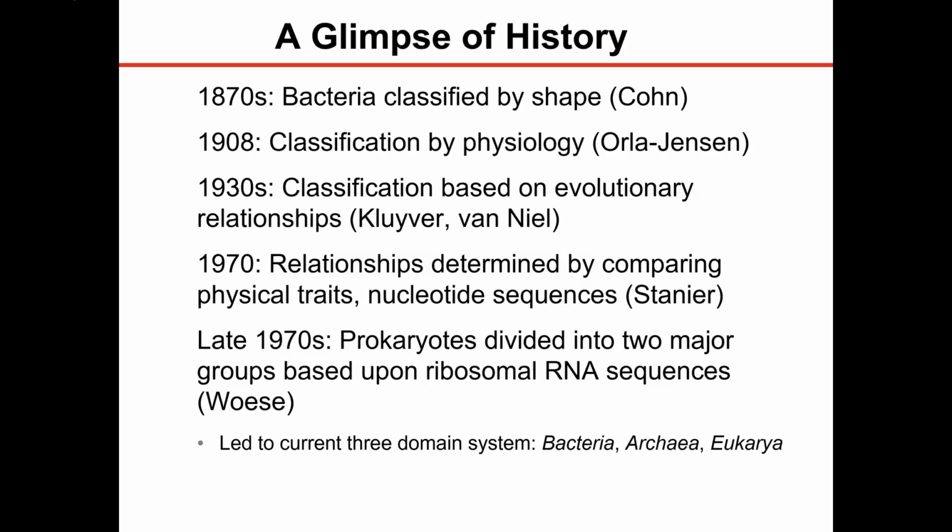In the 1970s, Roger Stanier decided that maybe we could look at relationships based on physical characteristics like proteins that they produce, as well as cell wall structures or nucleotide sequencing, which had just started. So we started looking at nucleotides and sequencing DNA. This was brand new. Then in the late 70s, Woese recognized that within the large prokaryotic group, there were two different groups based on ribosomal RNA. And this led to the 3-domain system that we have today.